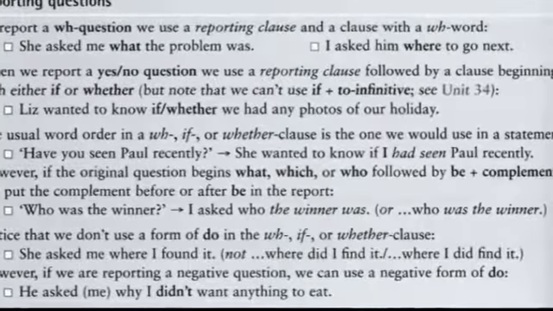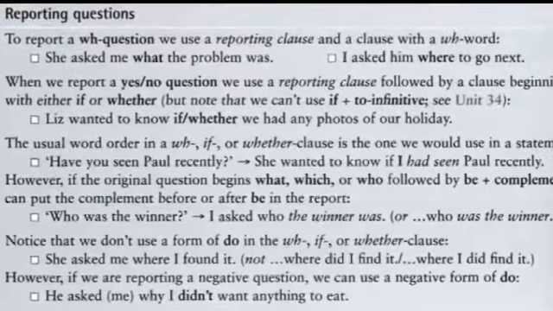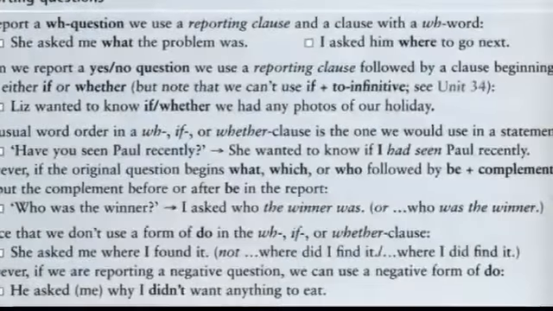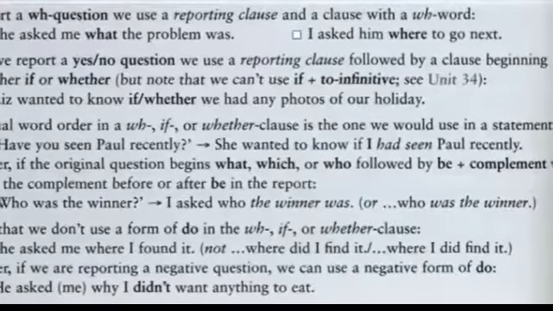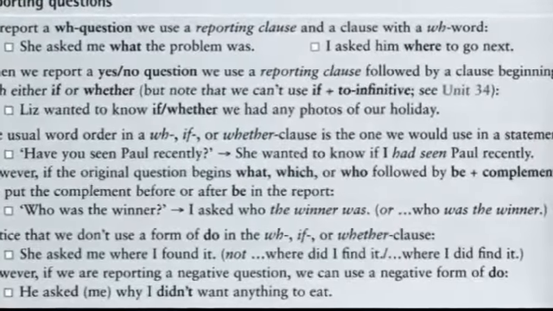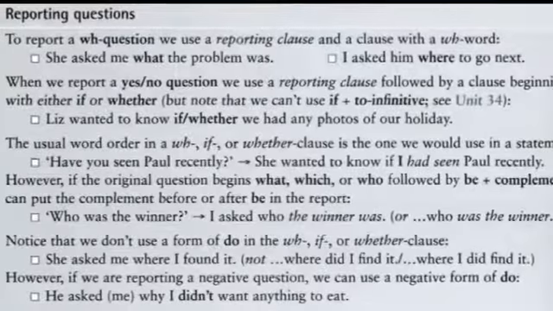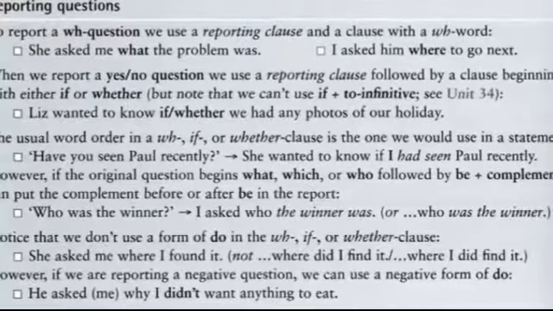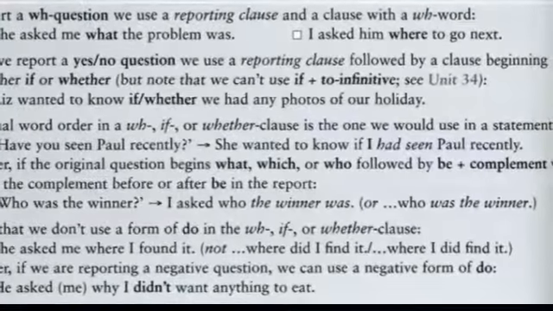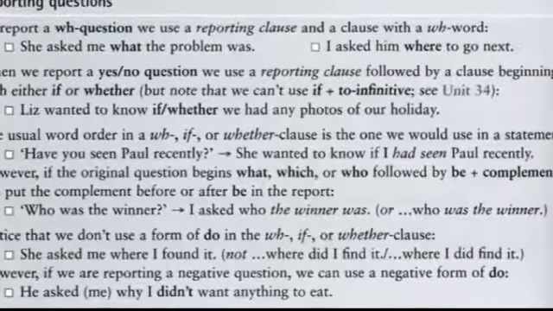However, if the original question begins with what, which, or who, followed by be plus complement, we can put the complement before or after be in the report. For example, who was the winner? I asked who the winner was. Or I asked who was the winner. Here in this sentence, the question begins with who and the complement used is the winner. So what is a complement? A complement is a word or a phrase or a clause that completes the predicate.